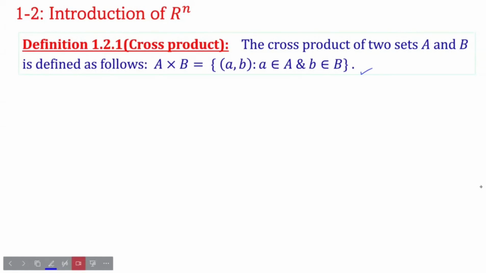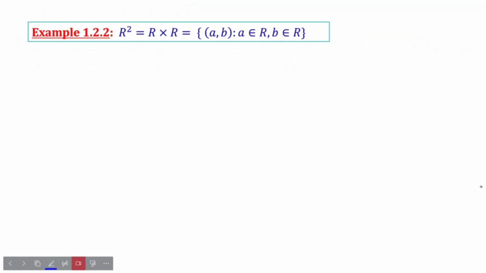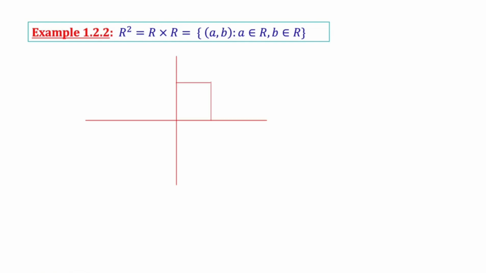For two sets A and B, the cross product is given as the pair (a, b), where a belongs to A and b belongs to B. So the elements of A and B. As an example, let's have here R2, which is given as R cross R. So here a belongs to the real numbers and b belongs to the real numbers. This can be graphically presented like this.